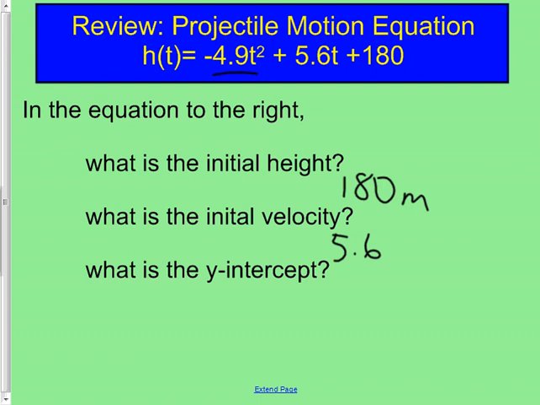5.6 what? MPS. Because the units totally matter. I mean, what if that's miles per second? We'd have to know it's meters per second. And what is the y-intercept?